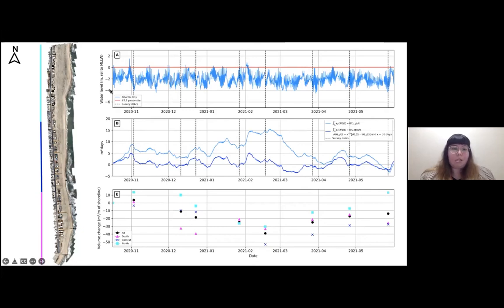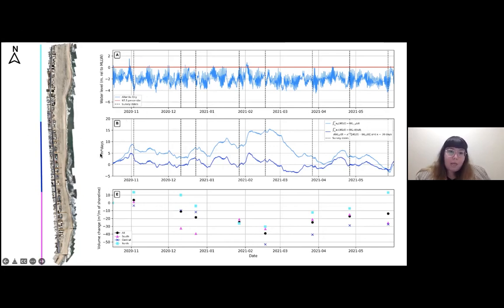So this top panel, A, is simply the water levels. Instead of hourly, since that would be a lot of data to plot, we average them out a bit. And this is plotted over the course of the survey with these dotted lines indicating our survey dates. And we have this red line along the top, which is representative of the 97.5th percentile, in which any water level that is hitting this line or above is indicative of a storm event occurring.